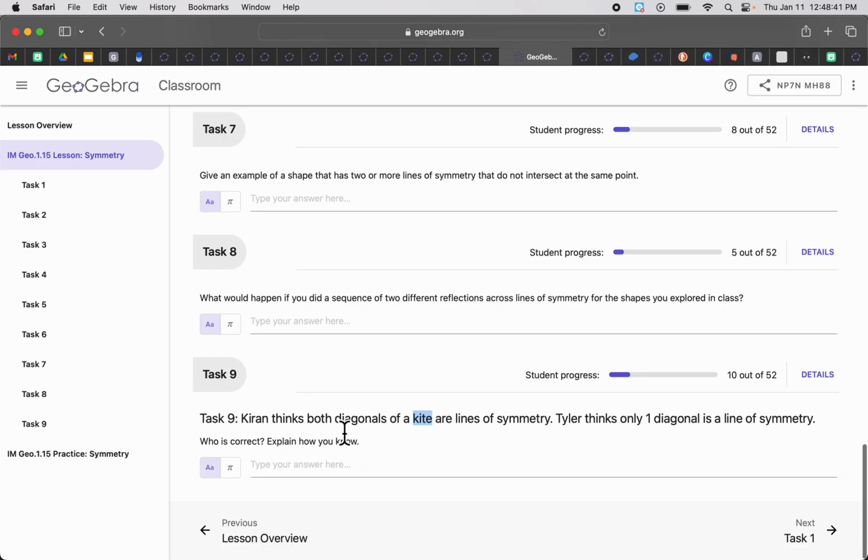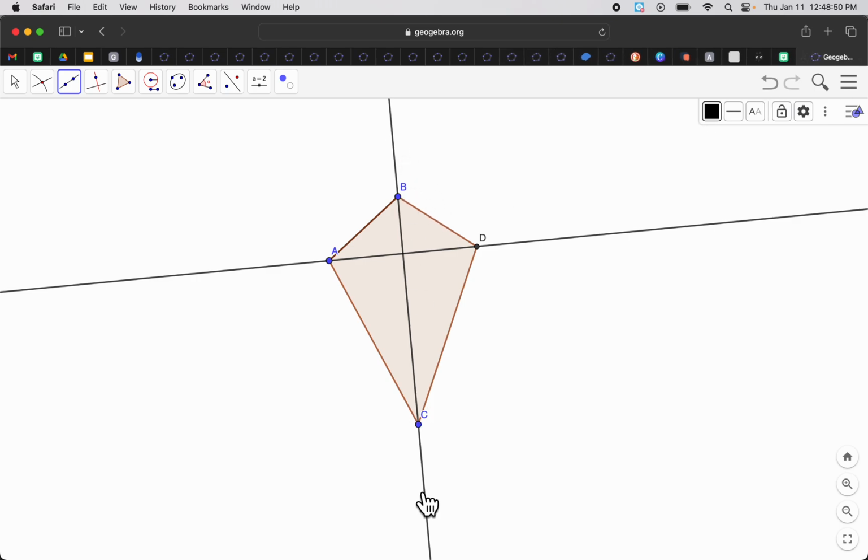Kieran thinks that both diagonals of a kite are lines of symmetry. Okay, both of them. So that means this one and this one are lines of symmetry. Tyler says only one of them is. The question is, who's right, Kieran or Tyler? Is only one of these a line of symmetry, or are both of them, or are they both wrong and neither one is a line of symmetry?